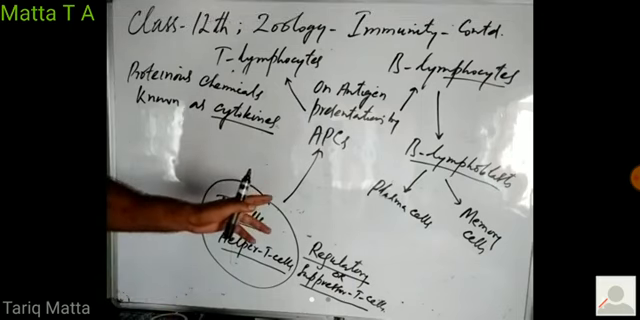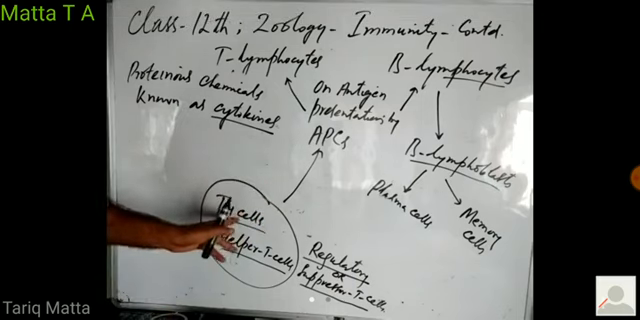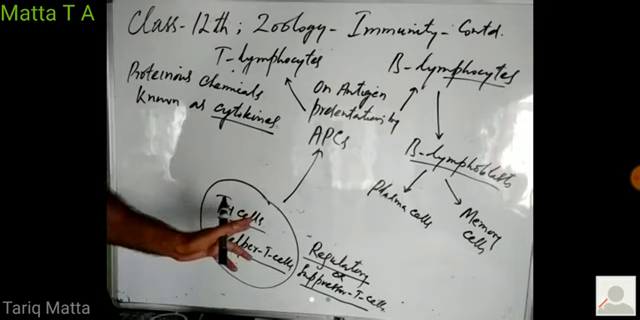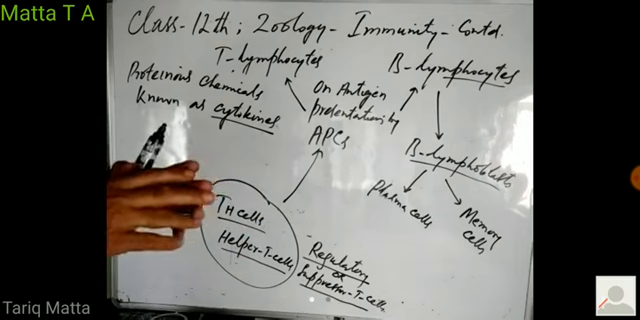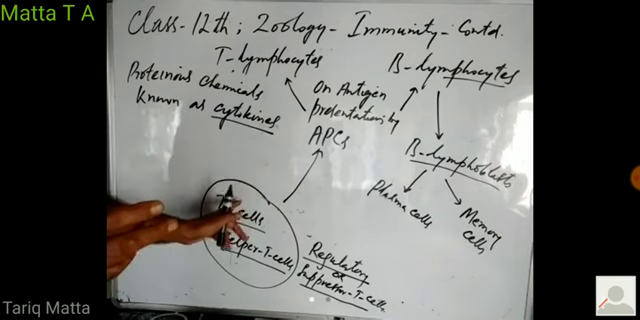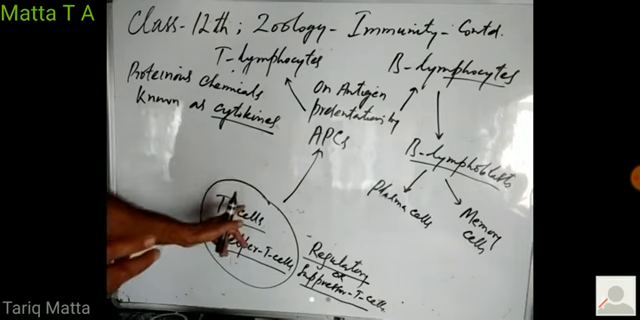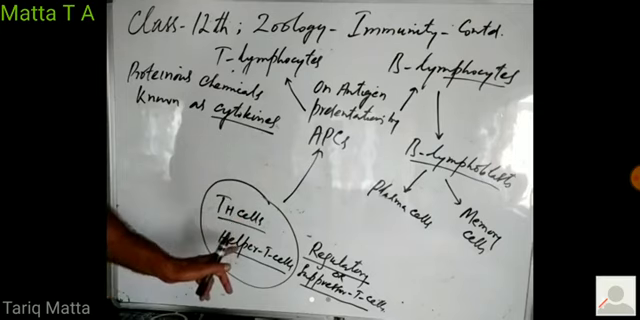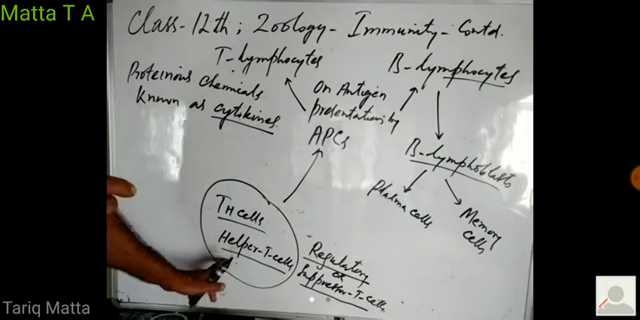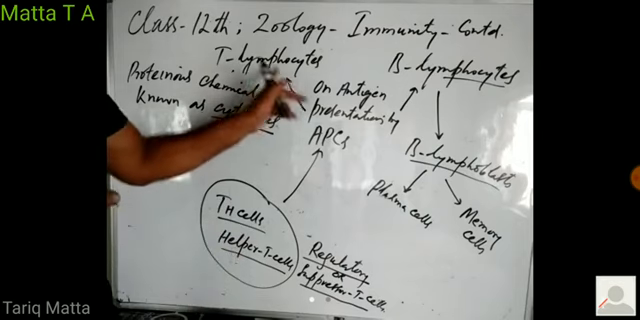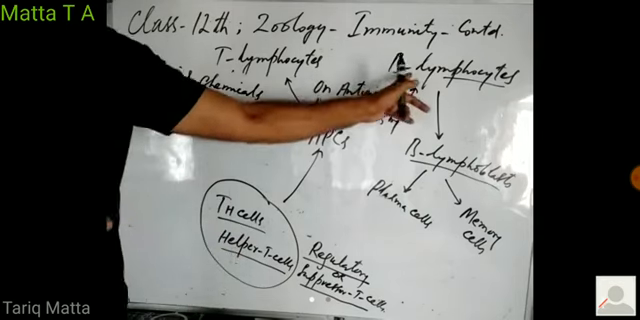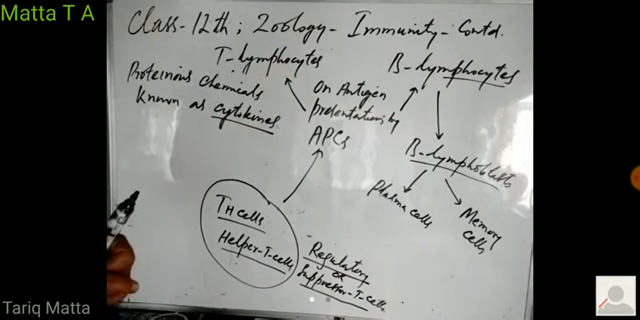So in AIDS, the main problem is destruction of helper T cells by HIV. When all the helper T cells are destroyed, the immune system is not stimulated. For stimulation of the immune system, we require helper T cells, because APCs, antigen presenting cells, mainly present antigens to helper T cells. Then helper T cells present these antigens to T lymphocytes and B lymphocytes, right?